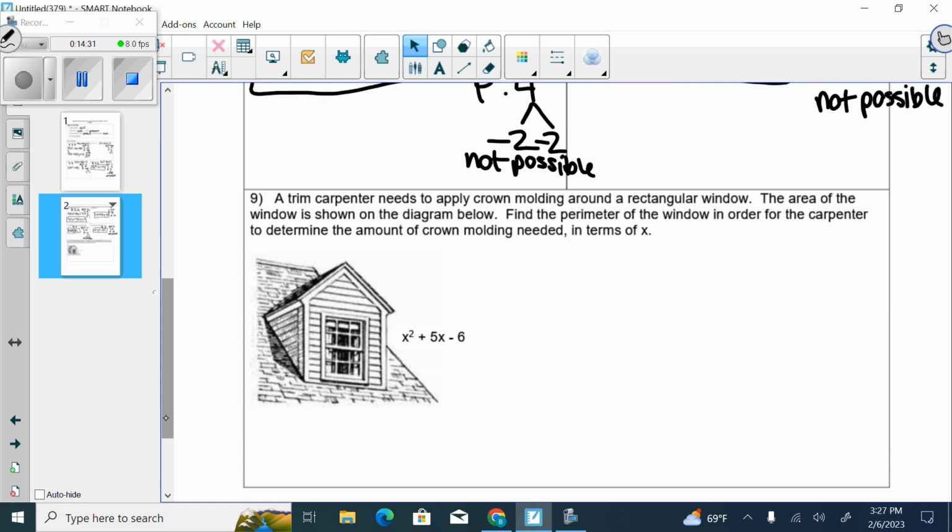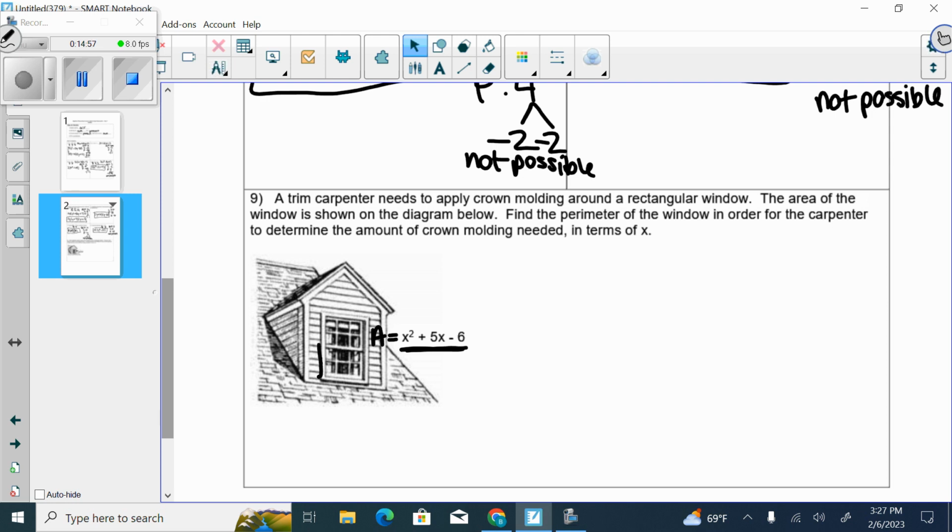Okay, this one says that a trim carpenter needs to apply crown molding around a rectangular window. The area of the window is shown on the diagram below. So this is the area of the window. Find the perimeter of the window in order for the carpenter to determine the amount of crown molding needed in terms of X. Okay, they said this was the area, right?